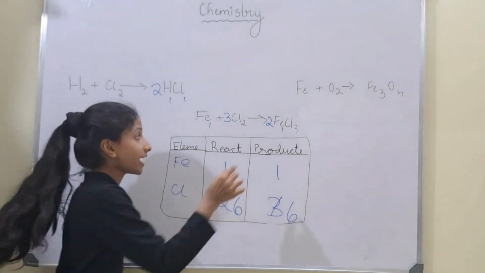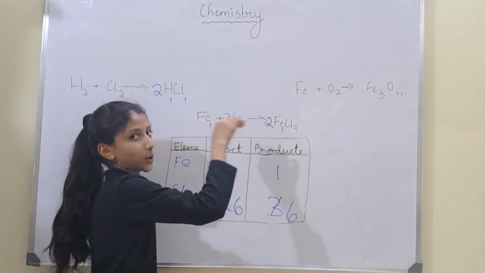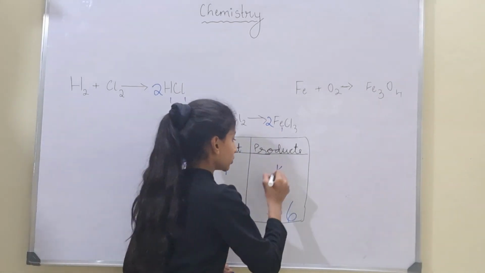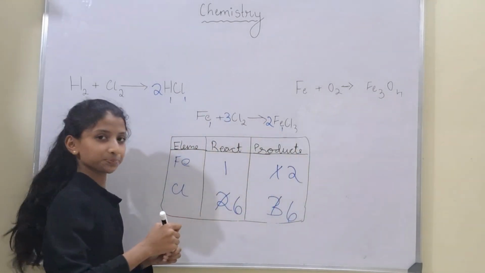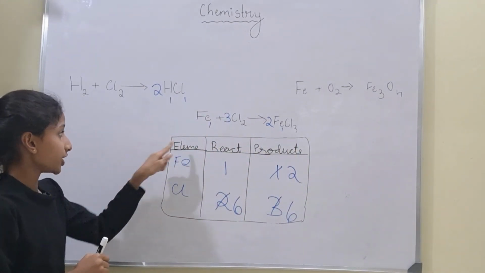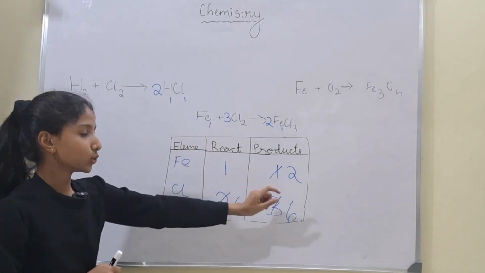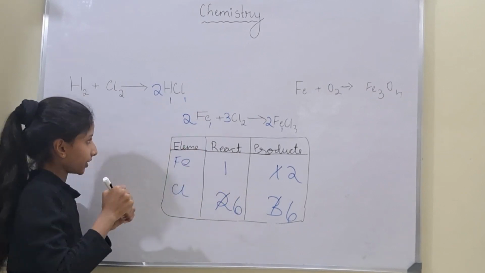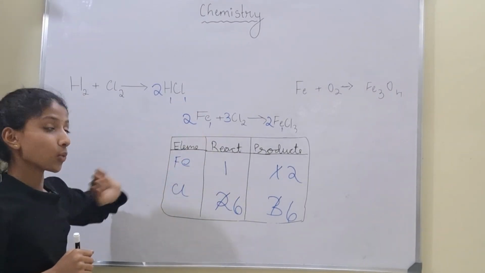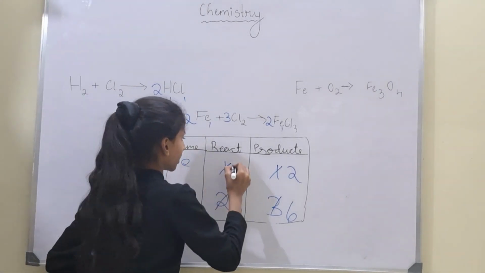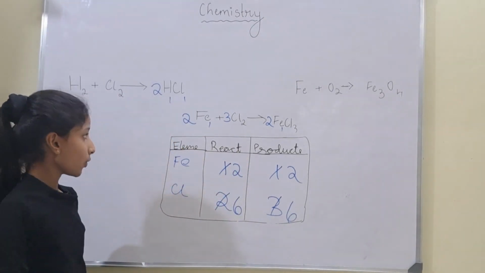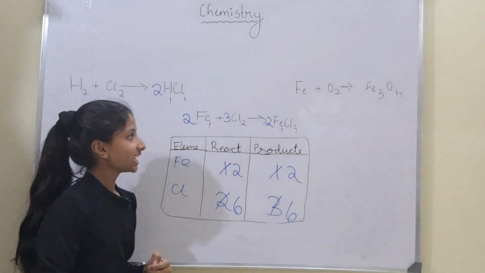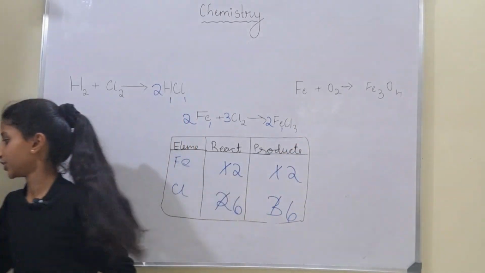But remember, 2 is in front of iron also. So I have to multiply 2 with 1. 2 into 1 gives us 2. Now I have to change this one into 2. So I will put 2 in front of it. 2 into 1 gives us 2. Now, is the chemical equation balanced? Yes. Let's balance this equation.